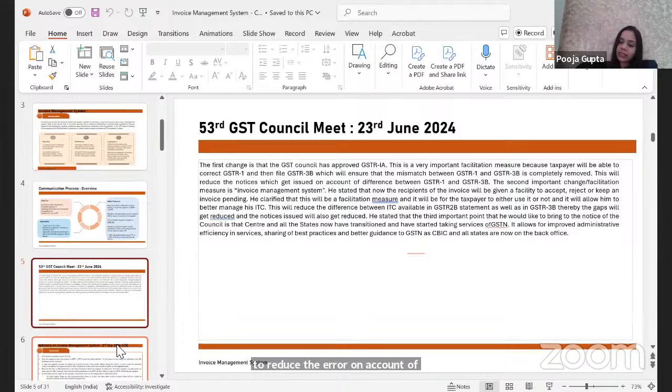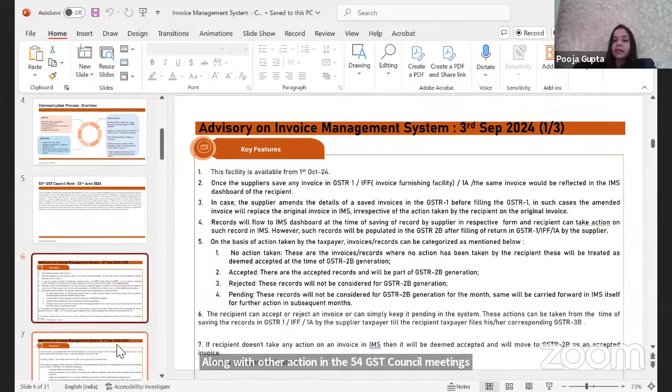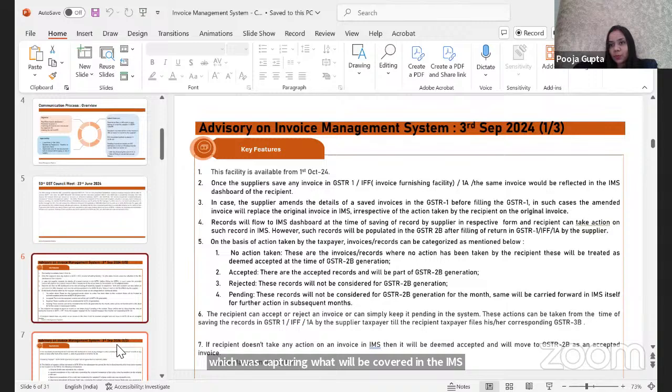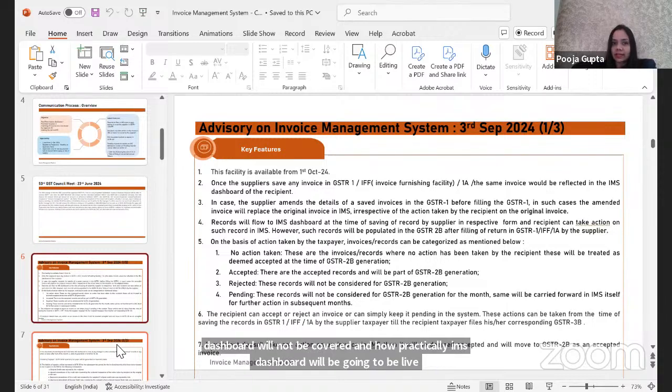Those were the basic two decisions initiated in the 53rd GST Council, and that scheme was also introduced in the 54th GST Council meeting in a detailed version, along with other actions in the 54th GST Council meeting. If we talk about the next slide, on 3rd September 2024 a detailed advisory came on the invoice management system, which captured what will be covered in the IMS dashboard, what will not be covered, and how practically the IMS dashboard is going to go live. So all these things were captured in this advisory.